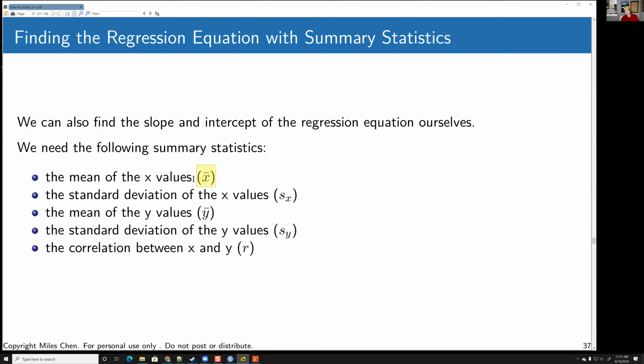So the mean of x, you guys know how to find the mean of a column of values. And then the standard deviation, we learned that last week. And then the correlation, I did not teach you, but I said we just use a calculator or computer to calculate the correlation. But the mean and the standard deviation, you know how to calculate. It's just that you have to do it twice, because you have a column of x values and a column of y values. So you have to find the mean of the x column, the mean of the y column, the standard deviation of the x column, and the standard deviation of the y column. So you have to do these things, and then you can find the correlation.